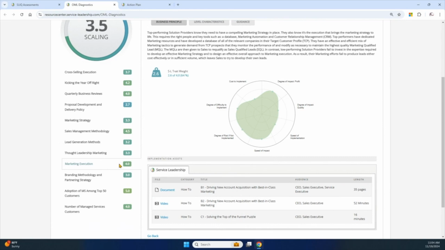So even though the scores are the same, the tool is weighing them to help you understand how this trait will help you improve your profitability, your service quality, how much does it cost to improve, how hard is it to improve, and what's the degree of risk if you don't improve. All of that gets rolled into the ROI trait weighting that you see that comprises your score.